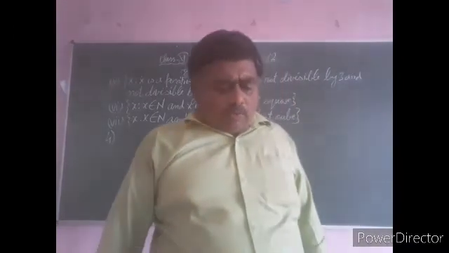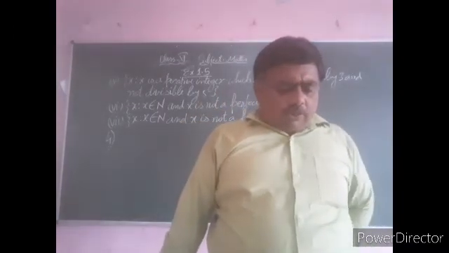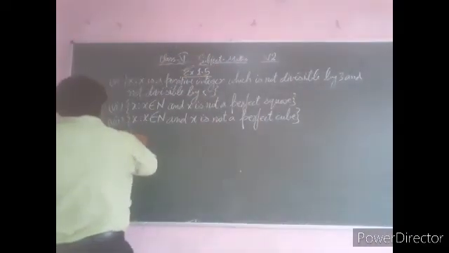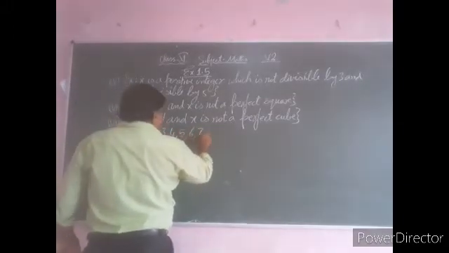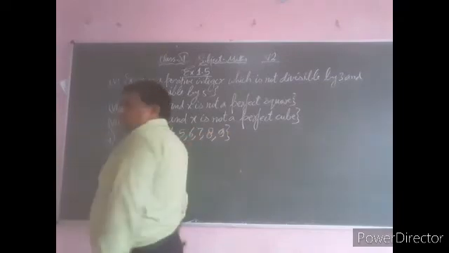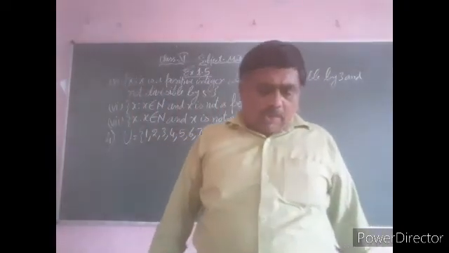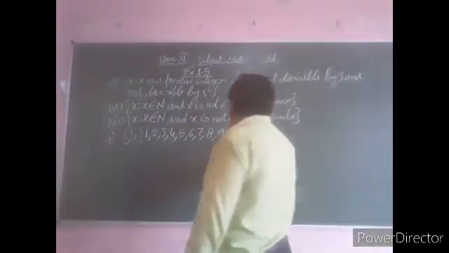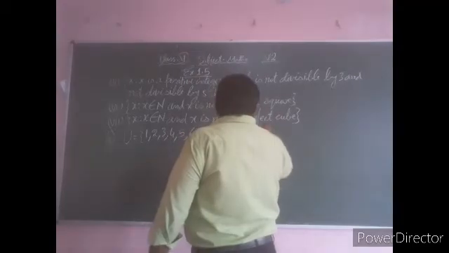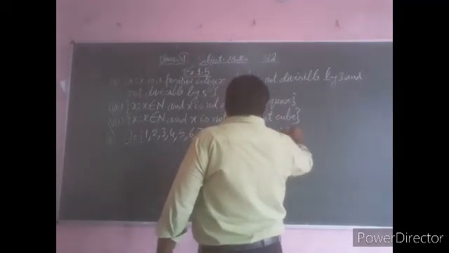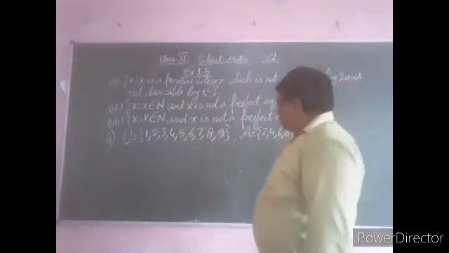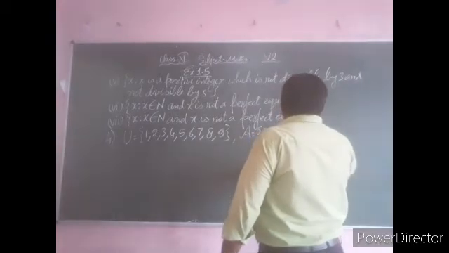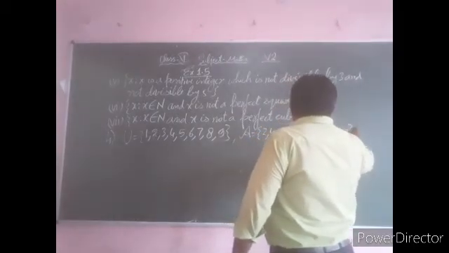U is equal to 1, 2, 3, 4, 5, 6, 7, 8, 9. A is equal to 2, 4, 6, 8. B is equal to 2, 3, 5, 7.